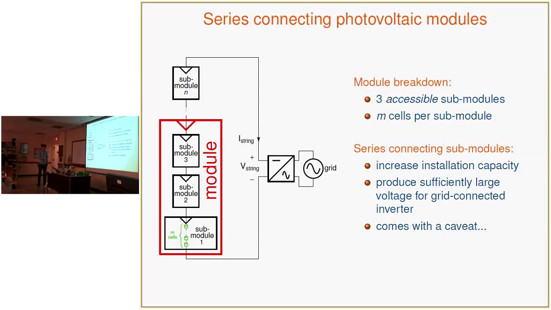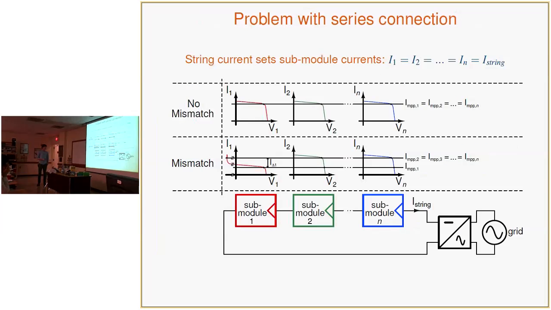So that's a reason why you series connect modules. But that comes with a caveat. And that is because all of these submodules are series connected, so they share the same current. And that current is set by the string current.